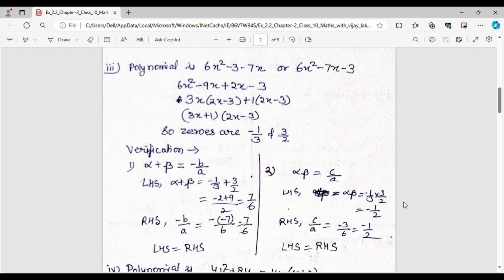For verification, we will do the first step first. The sum of zeros, alpha plus beta, would be 7 by 6, and RHS, minus b upon a, would also be 7 by 6. So the first part of verification is proved. For the second part, alpha into beta is c upon a. LHS would be the product of zeros, minus 1 upon 3 into 3 upon 2, which is minus 1 by 2, and RHS would be c upon a, which is also minus 1 by 2. Our second verification is also done.